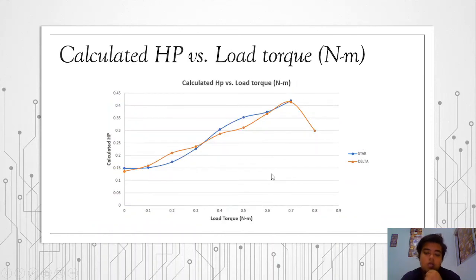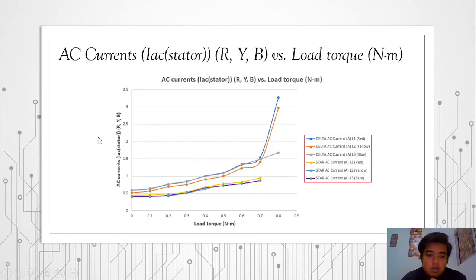Okay, next is the graph. This is a graph that shows the difference between calculated horsepower versus load torque, where the blue line stands for star, while the orange line stands for delta. So this is a graph for calculated horsepower versus load torque. This is for the AC stator current, which is red, yellow, and blue, versus load torque.